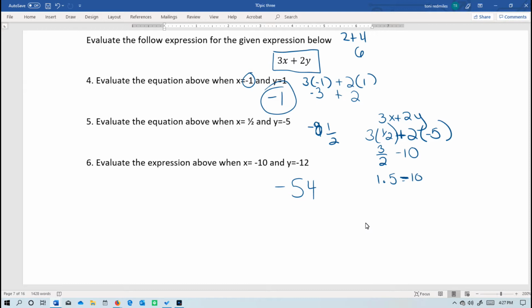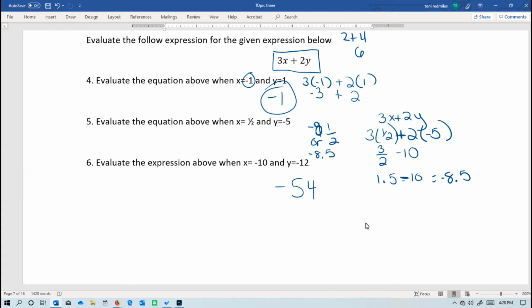So if I owe $10, because it's -$10, if I owe $10 on my credit card and I have $1.50, I owe $8.50, and that would be negative. So you could write it like this. You could also write it like that.